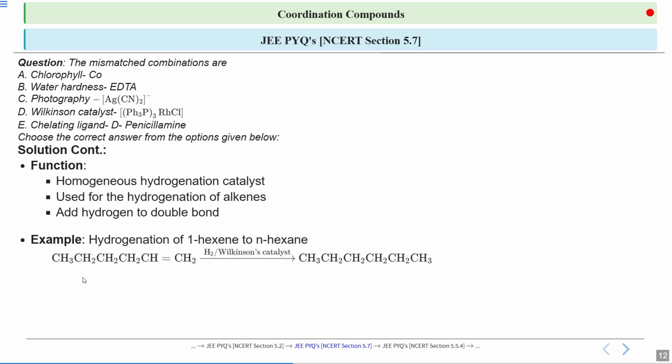So this is the reaction: CH3, CH2, CH2, CH2, CH, double bond CH2. This is 1-hexene, with a double bond at the first position and 6 carbons. When you do hydrogenation, adding hydrogen in the presence of Wilkinson's catalyst, it converts to n-hexane, a 6-carbon chain with single bonds between them. So D is also a matched combination. The Wilkinson catalyst formula is correctly given.